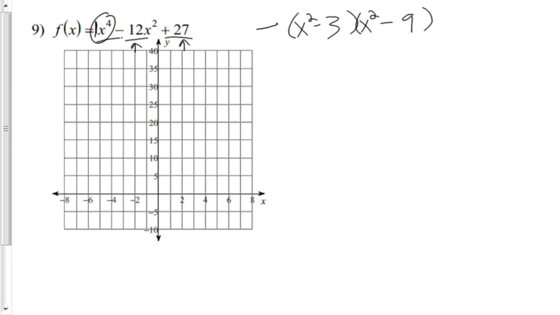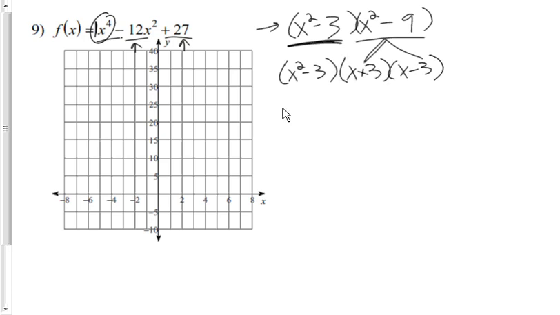Now we have to analyze to see if either of these can be factored. This is not quite a difference of squares because the 3 is not a perfect square, but this would be a difference of squares. That can be rewritten as x plus 3, x minus 3. Now it's fully factored. We said this can't be factored, and these are both linear. So once we're linear, those are definitely finished being factored.